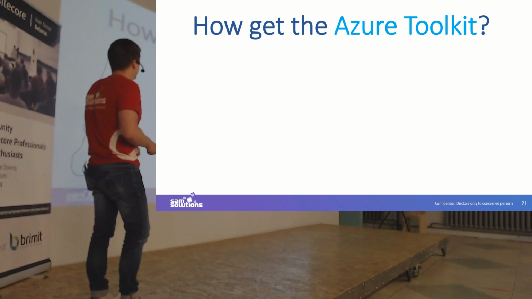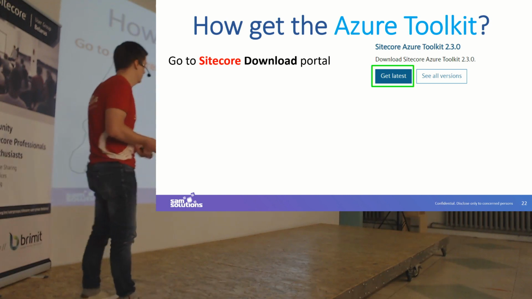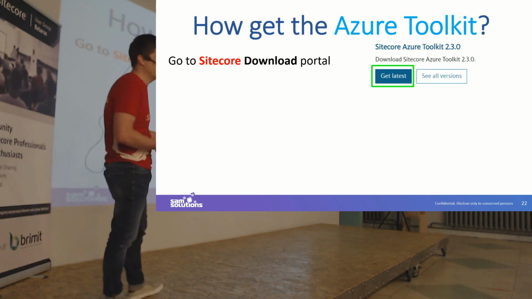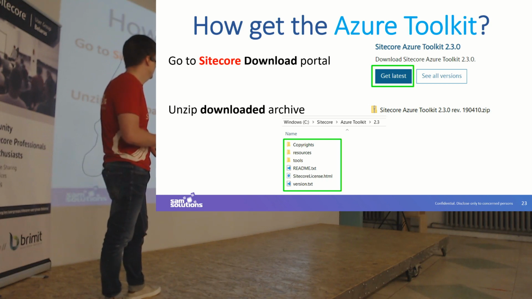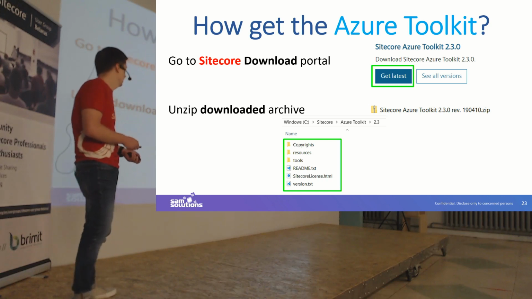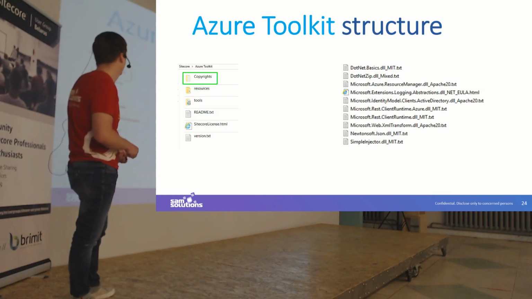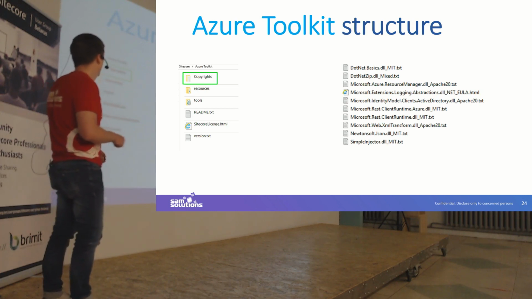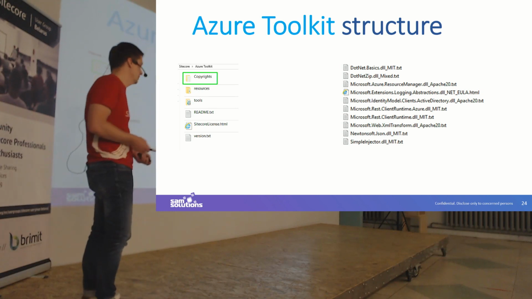So how do we get this Azure Toolkit? We can go to the Sitecore download portal, find it and download it. It is just an archive. You need to unzip it, and after that you will see some pretty simple folders. One folder just contains some copyrights and license information.